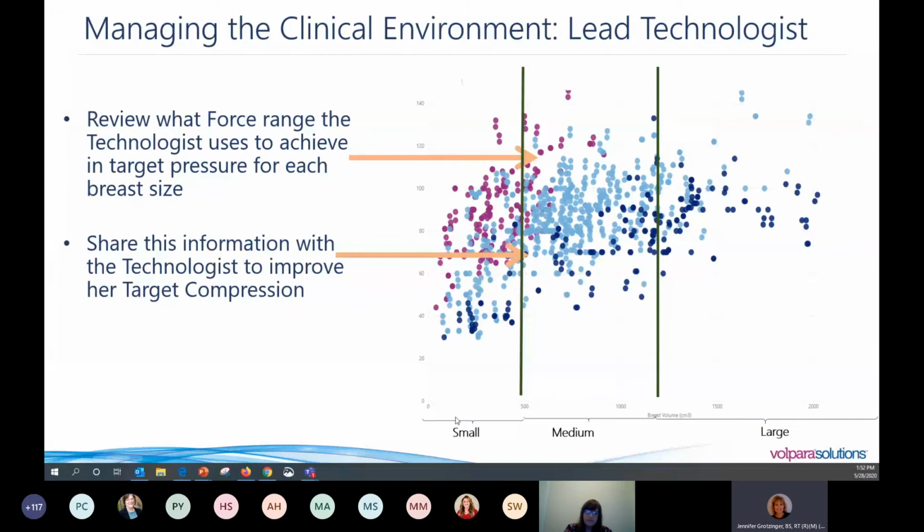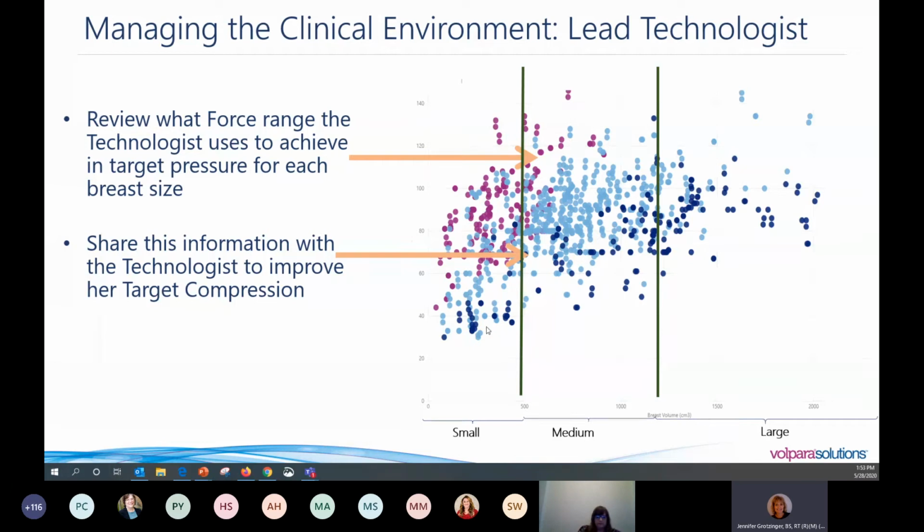So on the medium breasted patients, this line points right down in here. This is about where she was hitting her target compression range. So that's about 70 newtons of force. You can also see up to about here is where she was still hitting that in-target compression pressure she wanted. So we're going to say that was maybe about 115, 117 newtons of force. So moving forward, this technologist knows if she aims between those numbers, she is more likely to stay within the target compression range on her average breasted patients.